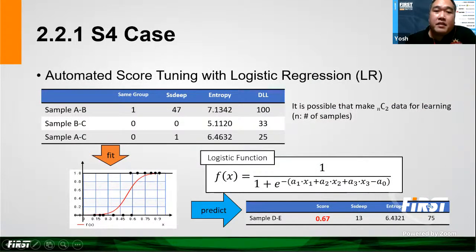Yes, this is a case of S4. I chose to use logistic regression. I identify the tools that score high only for the same family, and then find the coefficients that minimize the distance between them and the logistic function. I mean, I changed the score transformation logic from PLT to the logistic function.